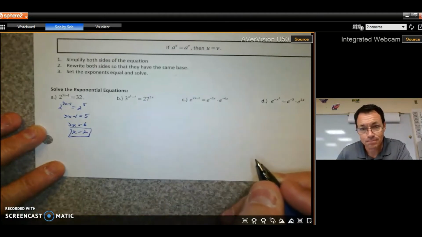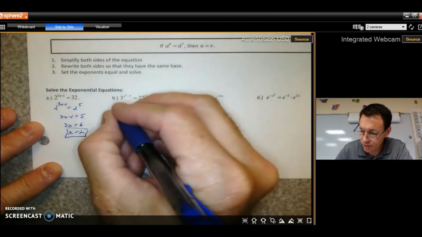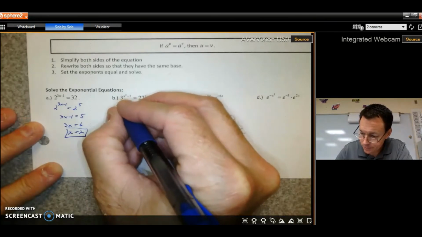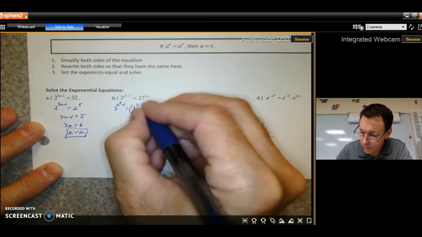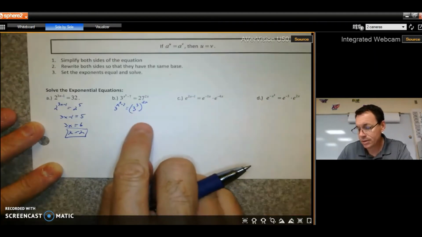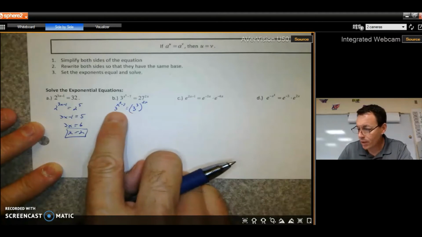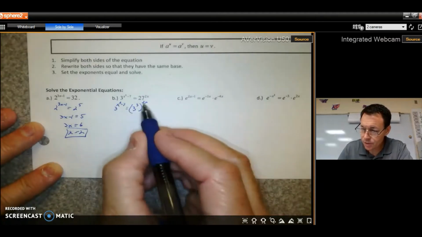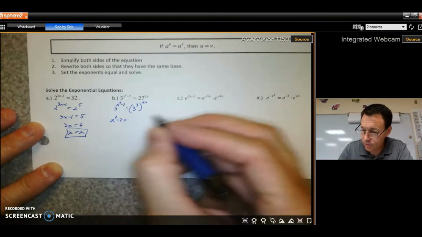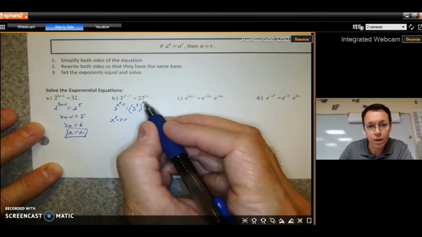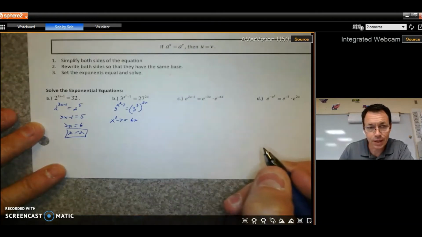That's the problem. Okay, over here, I've got a 3 and I have a 27. But 27 is 3 to the 3rd power. So if I think of 27 as 3 to the 3rd, now I have the same base. And the only way that they can be equal is if the exponents equal each other. So you can just set the exponents equal. X squared minus 7 equals, now over here I have a power to a power. So those are multiplying. So that's 6x. But that's it. Now I have a quadratic.